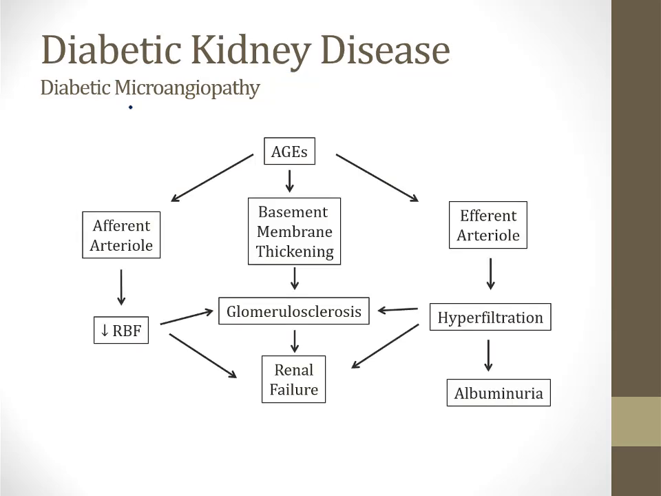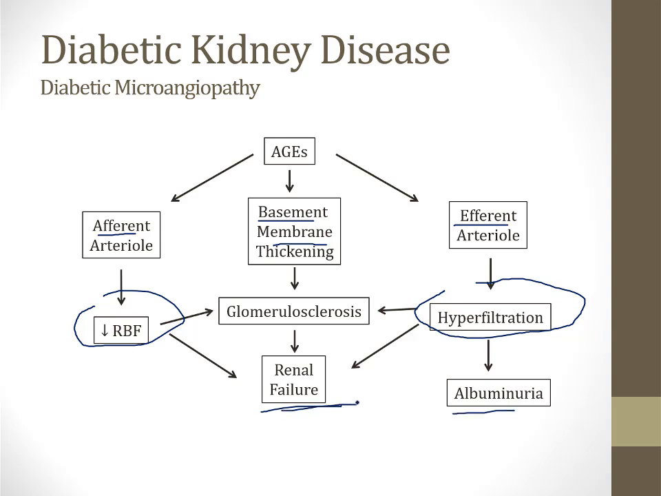You can think of diabetes as damaging the kidney in three ways. Diabetes can affect the afferent arteriole, the efferent arteriole, or the basement membrane. When the afferent arteriole is damaged, this decreases the renal blood flow, and that can precipitate renal failure. When the efferent arteriole is damaged, this leads to hyperfiltration, which we'll talk about on the next slide. That can lead to albumin in the urine. It can also lead to renal failure. And then finally, when the basement membrane thickens, this is called glomerular sclerosis. This is an effect of diabetes, and this also contributes to renal failure and renal insufficiency.